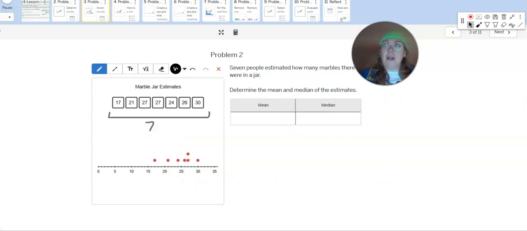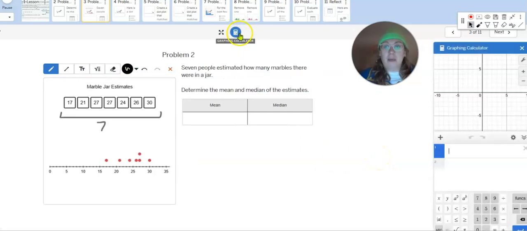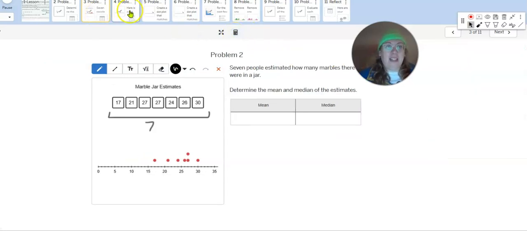Take a second, pause the video, and work through this one on your own. Remember, you can use the calculator built right in. If you click that button, it'll pop up on the right. And when you're all set, push ahead to the next slide.